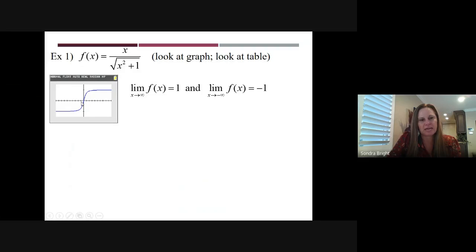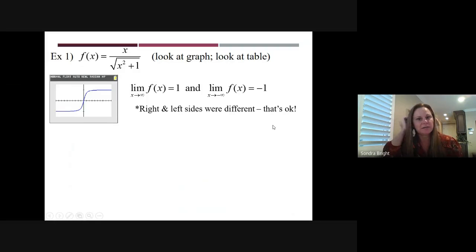Also, as x goes to negative infinity, your y values are getting closer and closer to negative 1. So notice that you can't always just say as x goes to positive or negative infinity, because here's an example where the right-hand side is going to positive 1, and on the left-hand side the y values are getting closer to negative 1. So it's okay that the left and right-hand sides are different. In fact, it's very rare for a function to have the same thing happening going right or left. It happens, but it's more common that they're not doing the same thing.